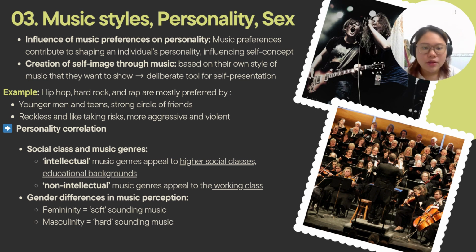And there's a part that we need to discuss, which is the impact of social class on the music style, the music genres that individuals choose to express themselves. When it comes to music preference and social class, researchers showed that intellectual music genres, for example classical music, mostly appeal to a high social class with a high educational background.